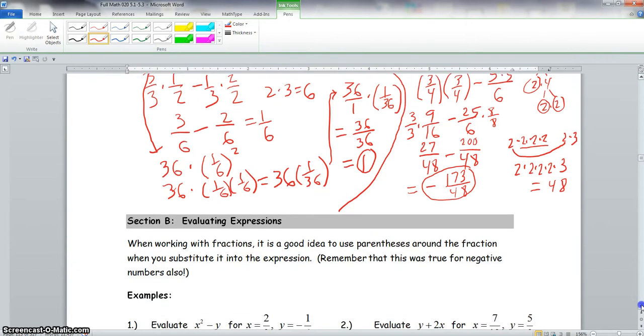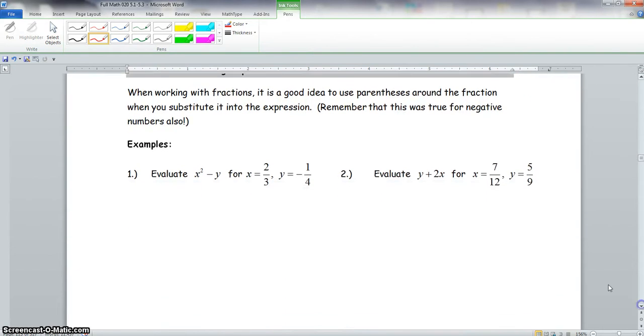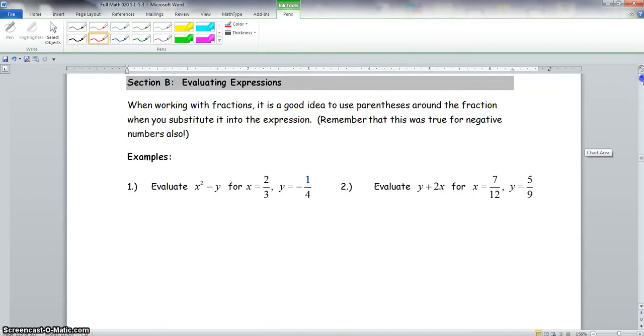Now we scroll down here. We go to section B, evaluating expressions. Now with this, we're going to do some substitution. With the x squared, we know x is 2/3. So we'll put 2/3 in parentheses squared, minus the y value, which is a negative 1/4. Now 2/3 in parentheses squared is the same as 2/3 times 2/3, minus a negative 1/4, which will give us a positive 1/4.